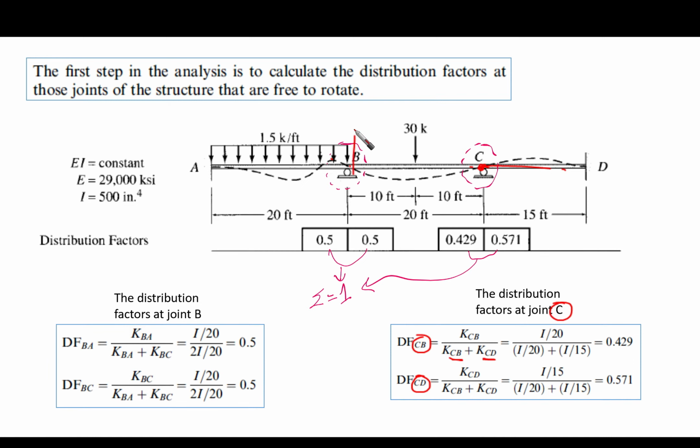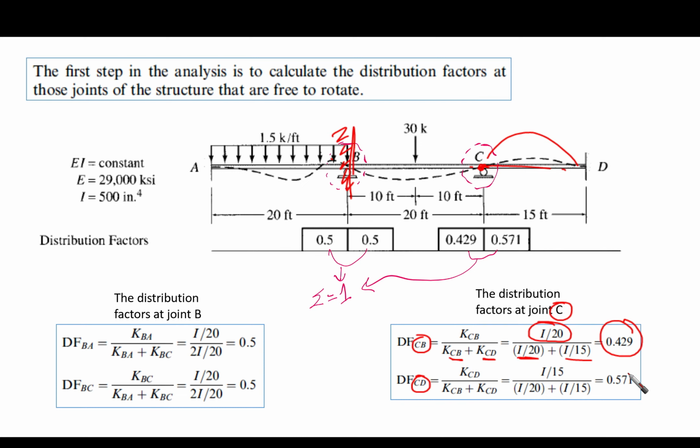CB, the far end here is what? Exactly, fixed. So in this case, this is I, so the distribution or the relative bending stiffness is I over 20. However, the other one, which is the denominator, is going to be KCB, which is already in the numerator, I over 20 plus the remaining span here, which is I over 15. If you calculate it, it is going to be 0.425.